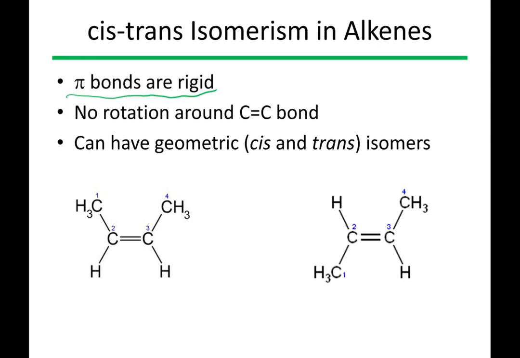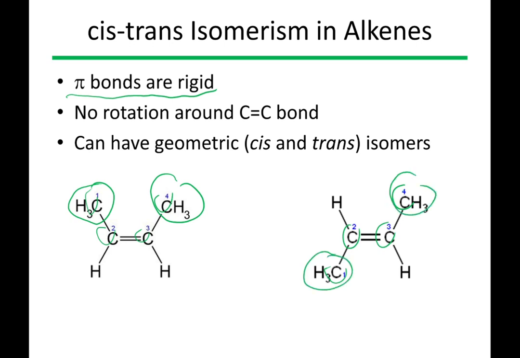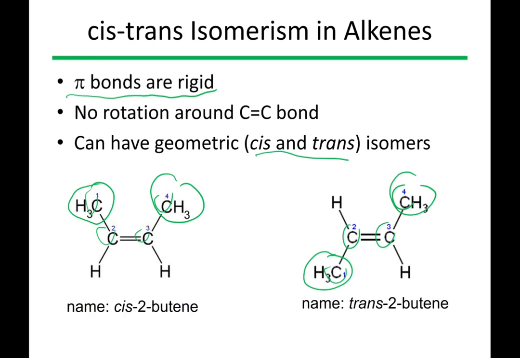And let's look at a case here where we have, again, a butene, so 4 carbons. But since this bond can't rotate, we can either have these 2 carbons on the same side of the double bond or these 2 on opposite sides of the double bond. And so we indicate this using cis and trans. And so in this case, we have a cis 2-butene versus a trans 2-butene.